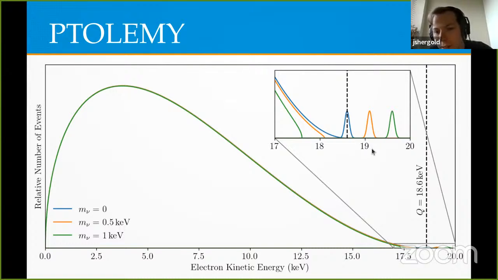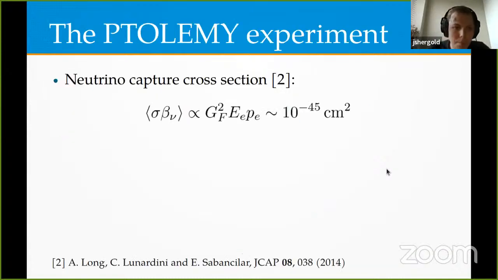So what you want to do effectively is look for these peaks beyond the beta decay endpoint, and you have some sort of evidence for the cosmic neutrino background. So what's the cross-section for this process? It works out to be something like 10 to the minus 45 centimeters squared. Is this a big or a small number? It turns out to be very, very small.